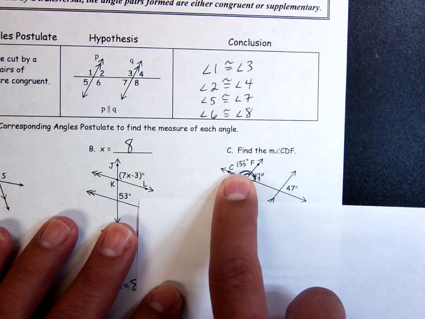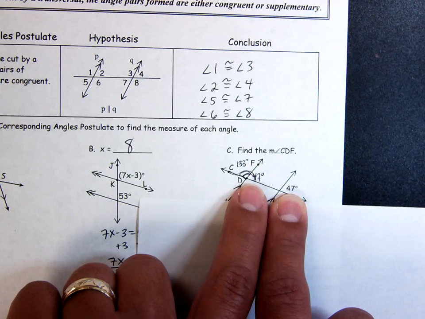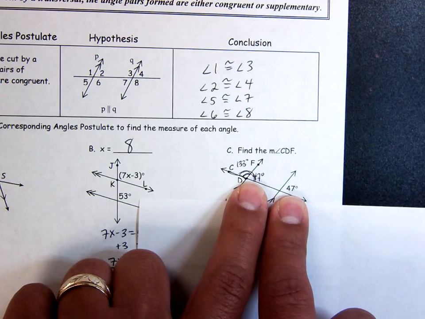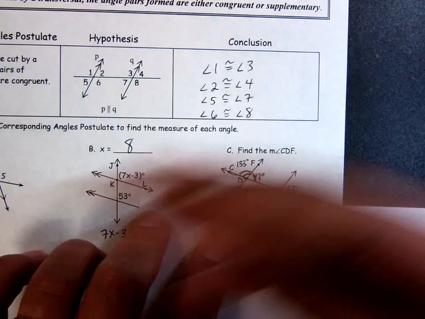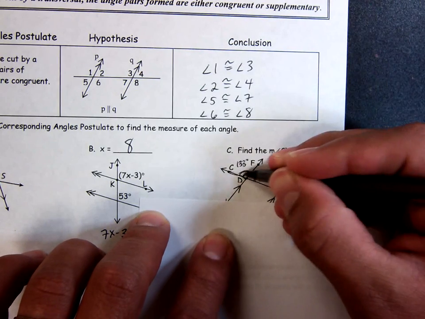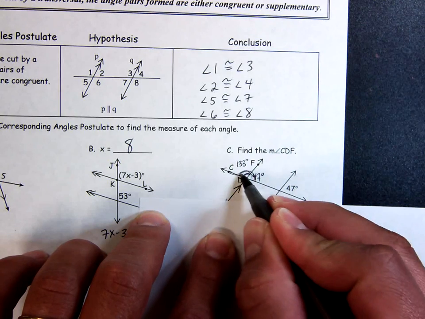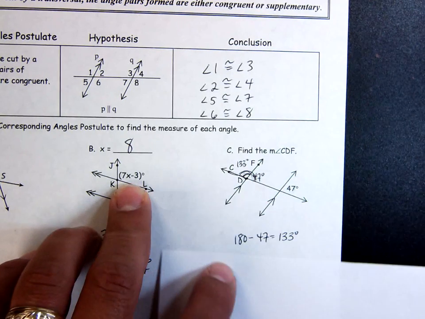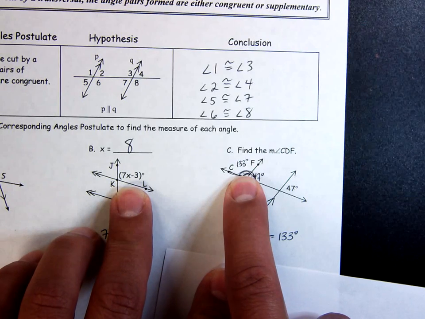And over here, it wants to know what CDF is. CDF is this angle. Well, if this angle is 47 degrees, then this angle also has to be 47 degrees. Again, they're corresponding angles. And so if this one's 47, remember that straight lines all the way across are 180. So if this piece of the angle is 47, this piece of the angle must be 133. 180 minus 47, that angle's got to be 133 degrees.